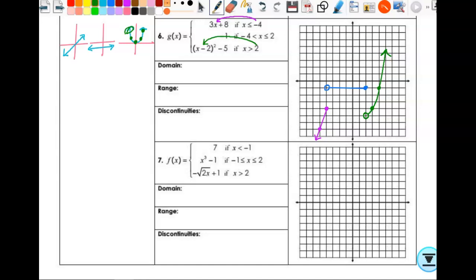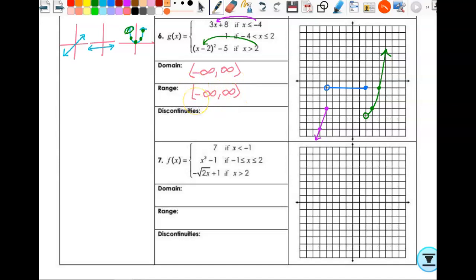Any questions on how we got the pieces? All right. So my domain. Am I going to use everything from negative infinity to infinity? Yes, that all gets used. What about my range? Yes, negative infinity to infinity, they all get taken care of. Even though there's an open circle here, so I don't get to use that y value, it gets used over here, so they all get used. It's negative infinity to infinity.